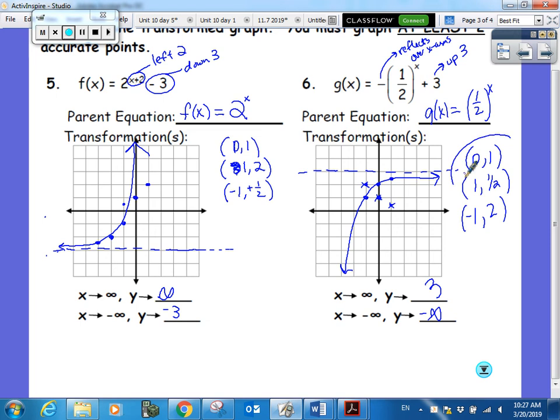Again, these are the two that I usually graph. I graph those two, and then I just know what the shape looks like.